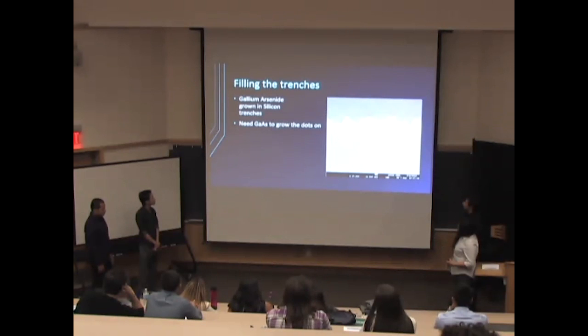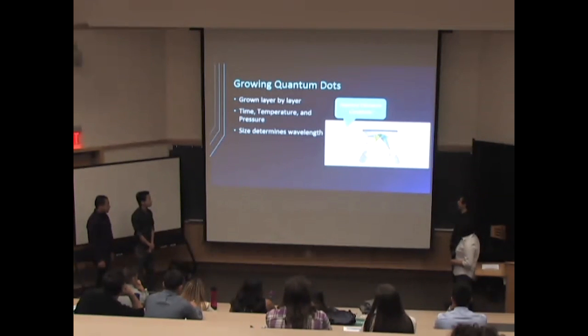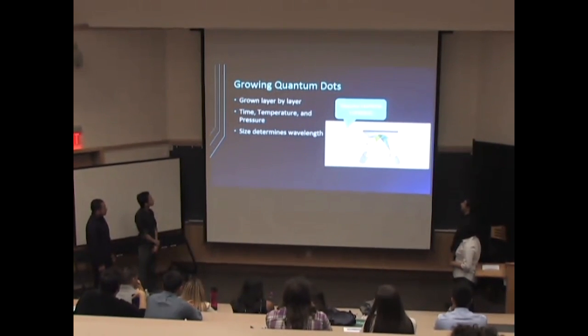So this is an SEM photo of our chip. This is the edge of the chip, and these are our trenches. They're roughly 1.1 microns wide. And we need these just to grow the layers of the gallium arsenide.